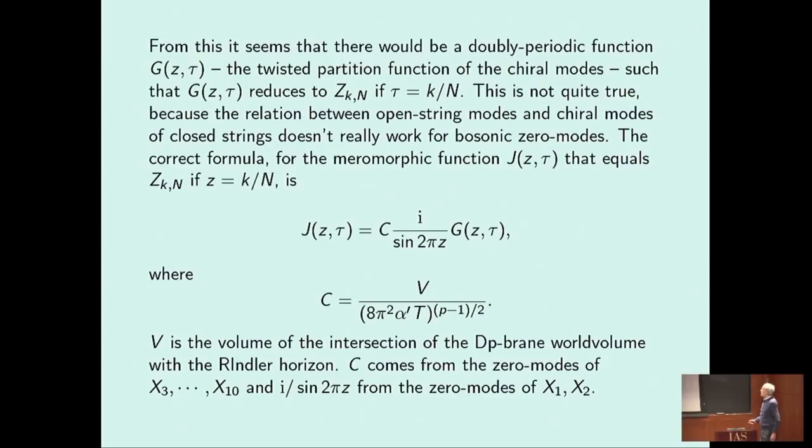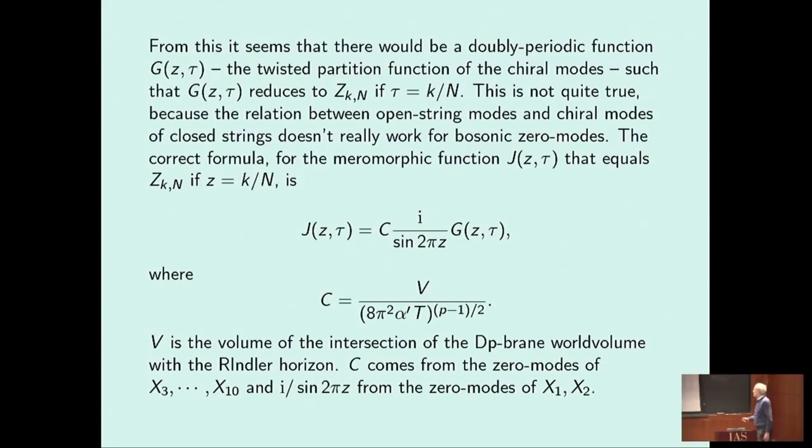So from this, you'd think that they're doubly periodic functions. Let g of z and tau be the twisted partition function of the chiral modes. From what I said, you might think that g of z and tau would be the same as the orbifold partition function. This should be z, not tau, is k over n. It's not quite true because the relation of open string and closed string modes doesn't work for zero modes, and because there's a factor that corrects the naive idea because of the zero modes. So the correct formula is this one.